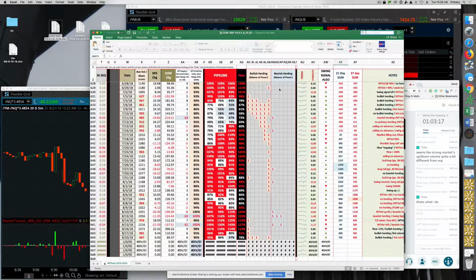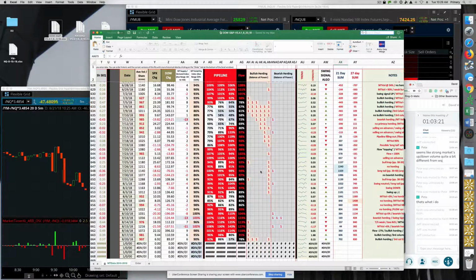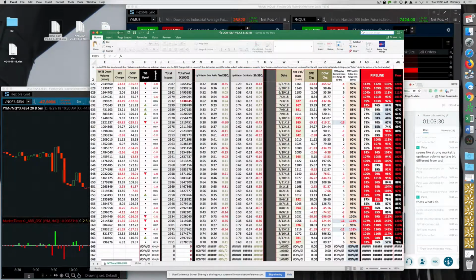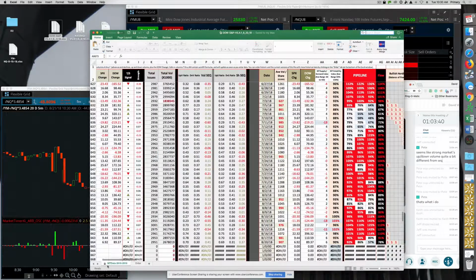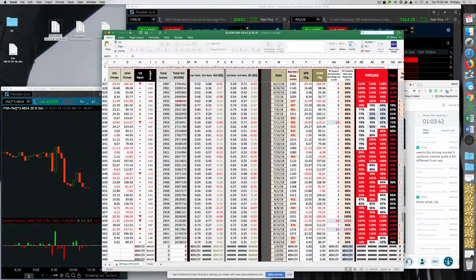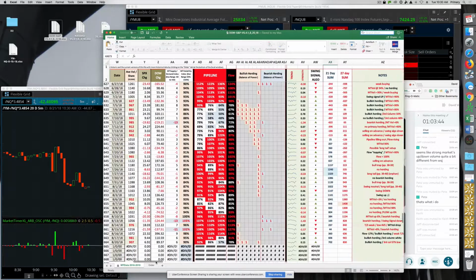And then we get to the bullish and bearish herding. Bullish and bearish herding is a formula that they use. A lot of the formulas for determining bullish and bearish herding have to do with these numbers: the up volume ratio, the down volume ratio, the up share ratio, and the down share ratio, and the sequences. So those sequences are put into the bullish and bearish herding columns.